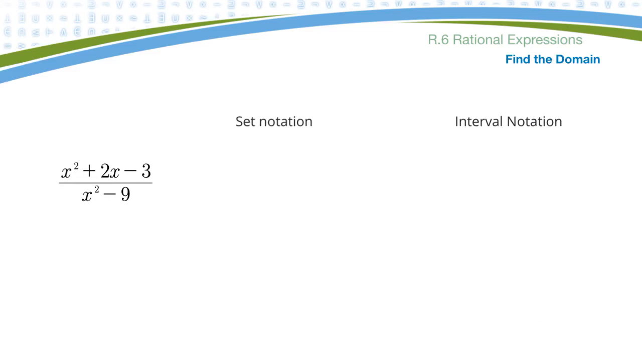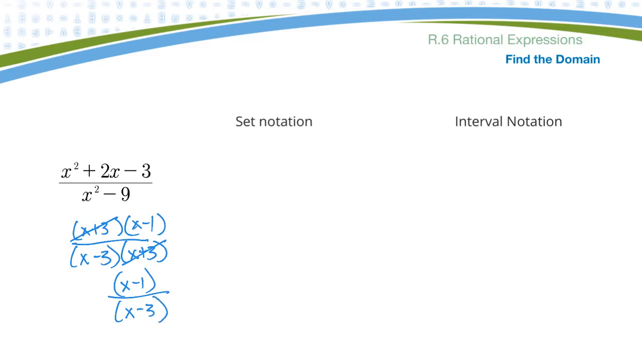Okay, try this one. And then press pause and then press play. So on the bottom, you can factor that to x minus 3, x plus 3. On the top, it looks like I can factor that too. I think it's x plus 3, x minus 1. Now in this case, the x plus 3's cancel, so I can simplify that expression to just x minus 1 over x minus 3. So there won't be a restriction of having a negative 3 in there. My only restriction will be this one right there.